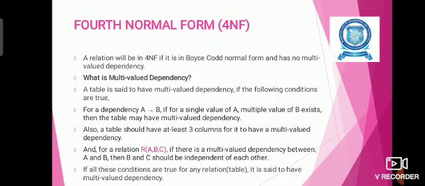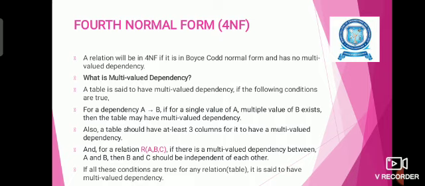Now we shall move to the fourth normal form. It is shortly called 4NF. For a relation to satisfy 4NF, it should be in Boyce-Codd normal form, and it should not have any multivalued dependency. That is the condition for the fourth normal form. Again, we can say a table is said to have multivalued dependency if the following conditions are true. For a dependency A implies B, if for a single value of A, multiple values of B exist, then the table may have multivalued dependency.